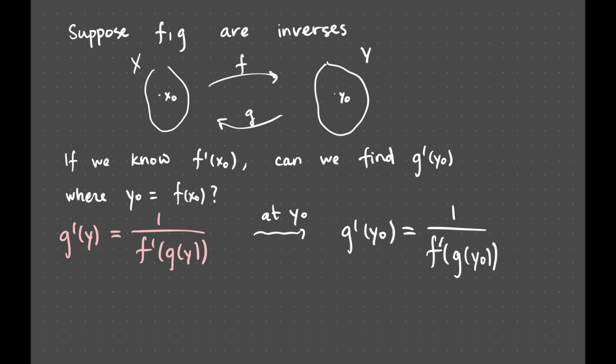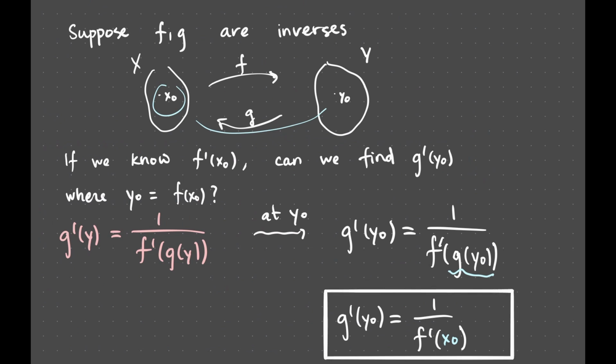In other words, the derivative of the inverse function is in some sense the reciprocal of the derivative of the function. The only subtlety is that the point at which the reciprocal is evaluated is the point x naught, which corresponds to the point y naught in the domain of the inverse function g.